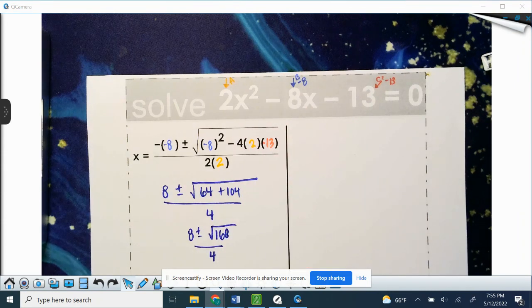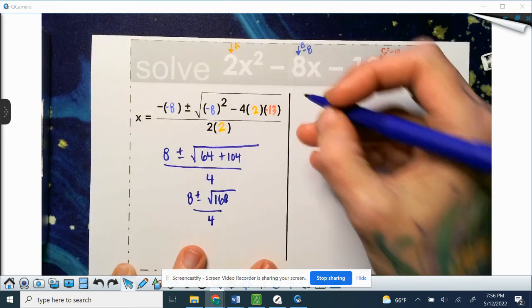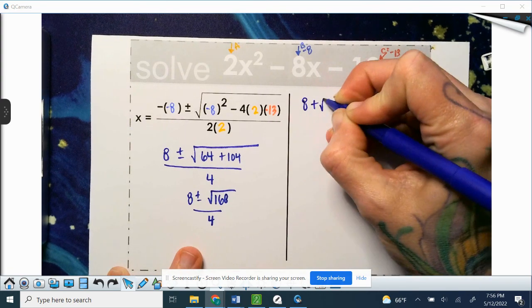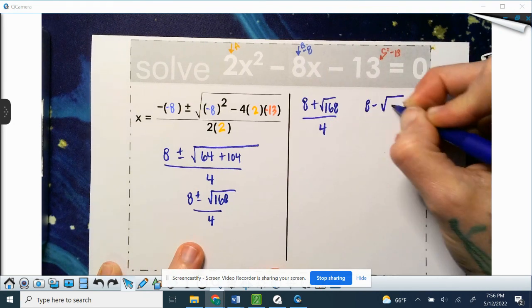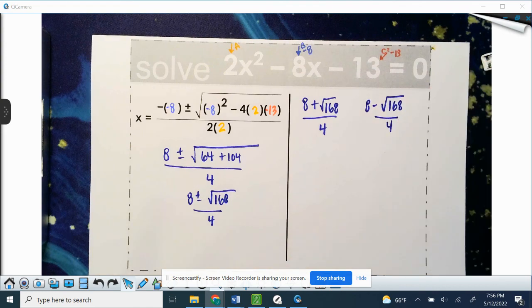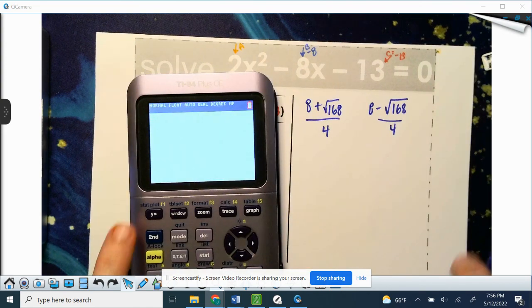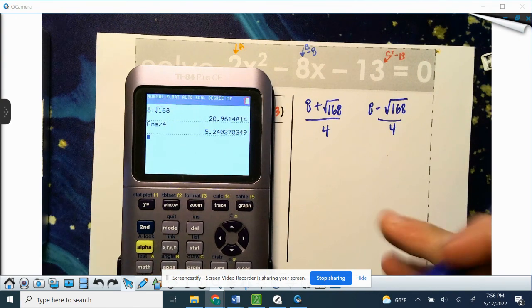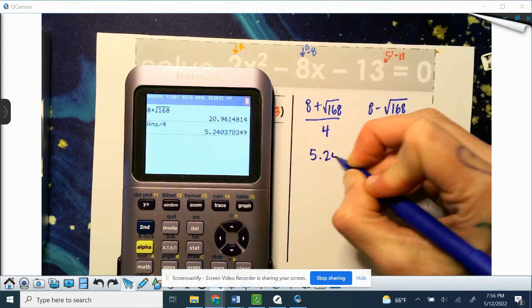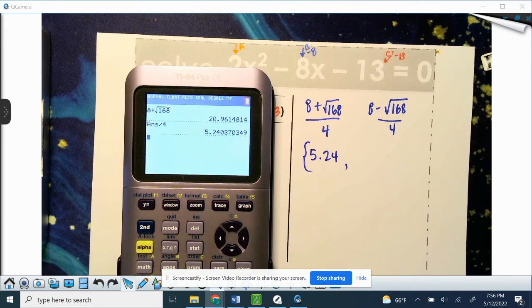We're going to check and see if 168 gives us a nice, neat little number. It does not. It gives us a decimal. So since it gives a decimal, at this point, I would use your calculator. 8 plus the square root of 168 all over 4. 8 minus the square root of 168 over 4. And you can type it in just like that in Desmos, or you can type it in just like that in your TI-84s. So it's going to be 8 plus the square root of 168, and then divide that by 4. So that's 5.24. And that just helps you be as accurate as possible and not accidentally round incorrectly.